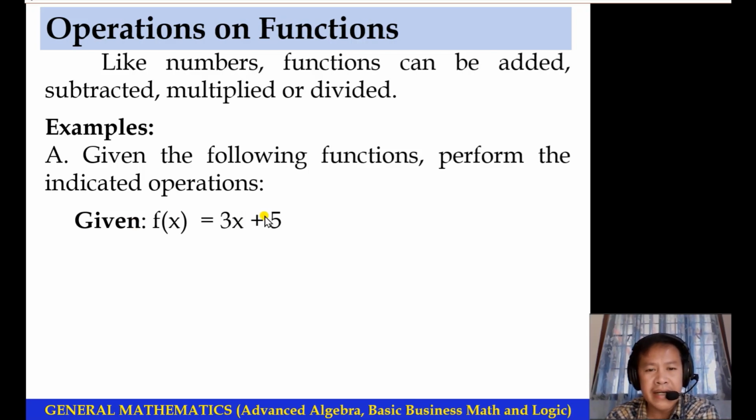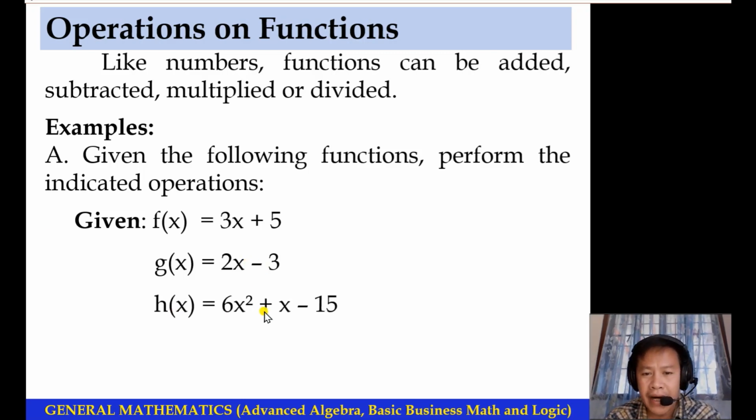And the graph of this function is a straight line which is increasing since the slope is 3 and the y-intercept is 5. The second given function is g of x is equal to 2x minus 3, and this is also a linear function with slope 2, and the graph is an increasing straight line. The third given function is a quadratic function because the degree or the highest exponent of x is 2. And h of x is equal to 6x squared plus x minus 15. And the graph of this quadratic function is a parabola opening upward.